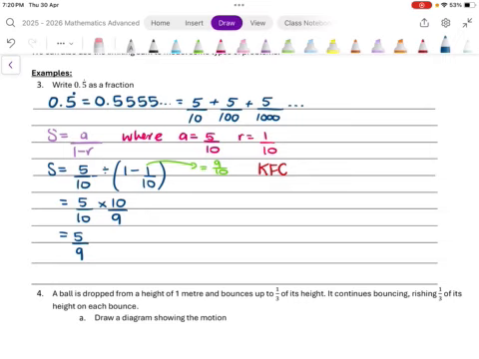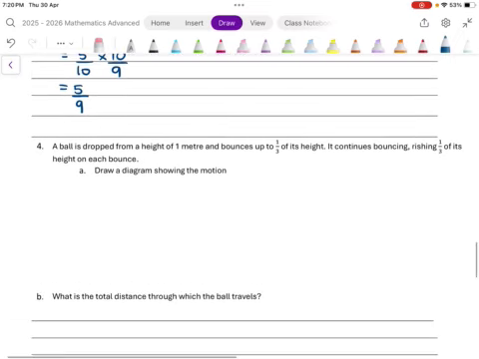Our last example, really quickly, is that a ball is dropped from a height of 1 meter and bounces up a third of its height. It continues bouncing, rising a third of its height on each bounce. We want to draw a diagram showing the motion. So the ball starts at a height of 1 meter and it drops down to the ground. It travels 1 meter. It then goes up a third of its height.